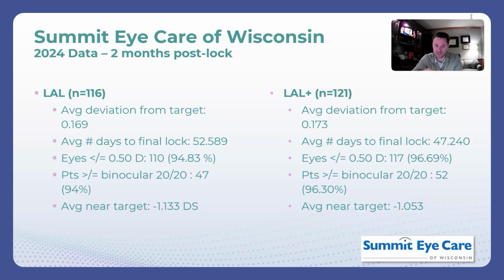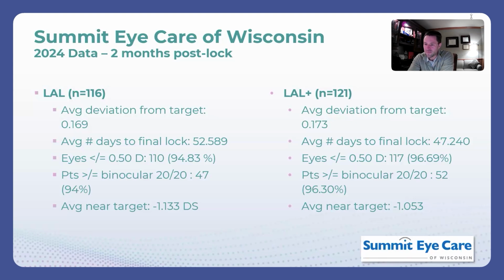So our average deviation, we know that the LAL Plus and the LAL are both accurate, 0.16 to 0.173 at our target. So we're within a quarter diopter most of the time. The other thought that we hypothesized with the LAL Plus is that maybe we'd get done a little faster with the Plus compared to the traditional LAL. And sure enough, yeah, we had about a 5-day difference.